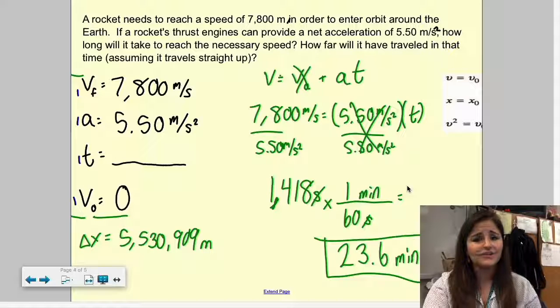So that's kinematics. Hopefully that was helpful. Did you get it? Okay, cool.